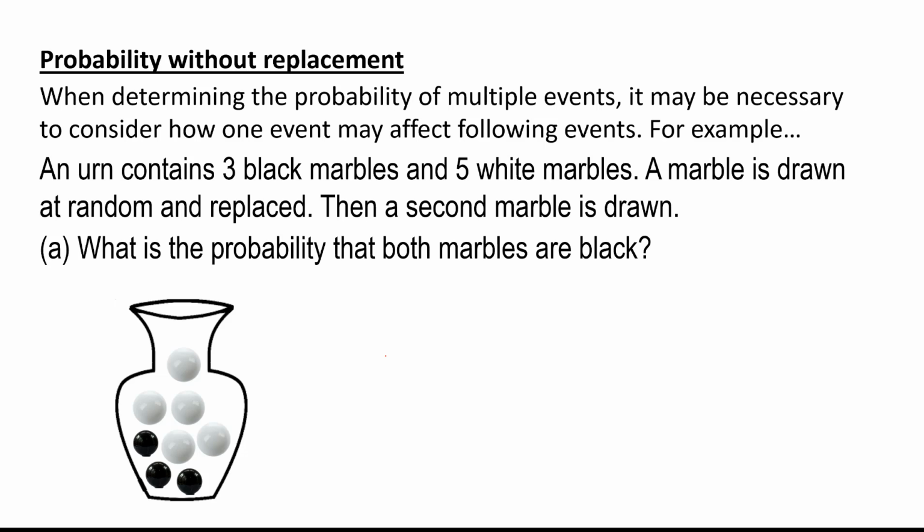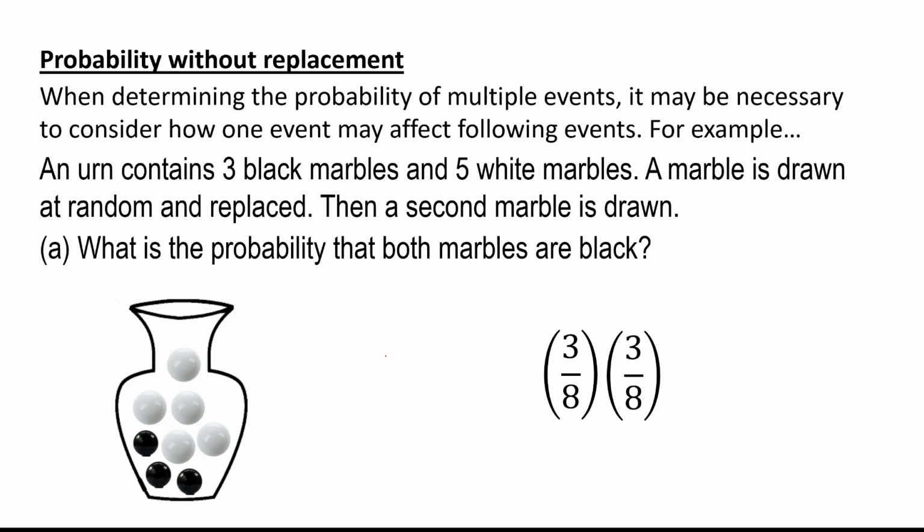All right. So in that case, the probability that both marbles are black is just the product of the probability that the first one is black, which is 3 over 8, because you've got 8 marbles and 3 are black. So that's the probability that the first marble will be black.